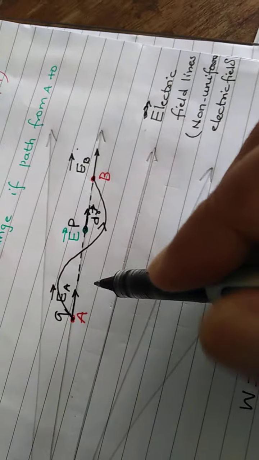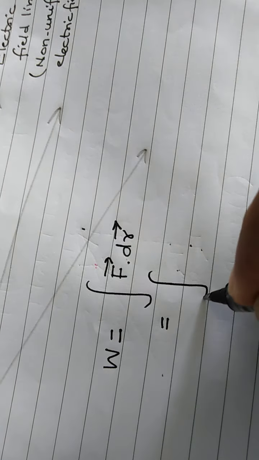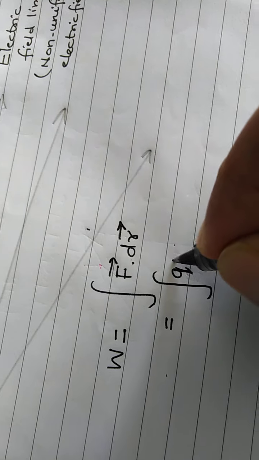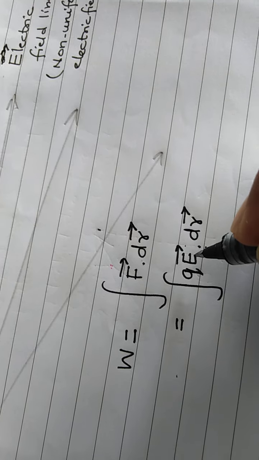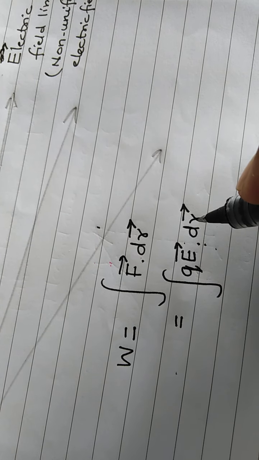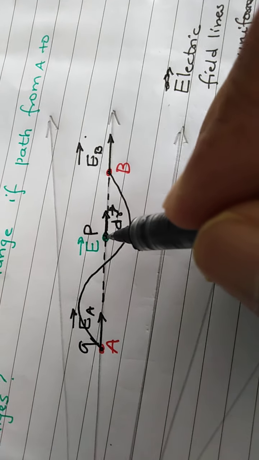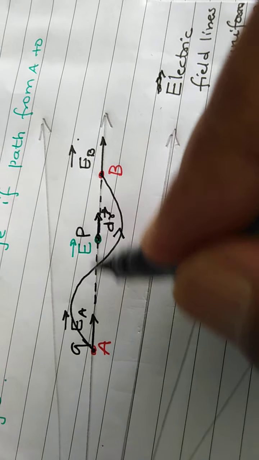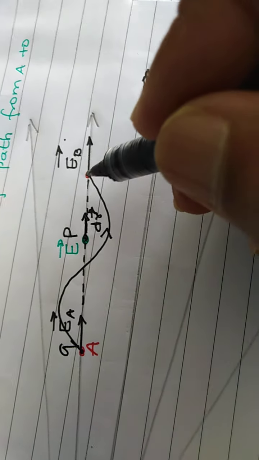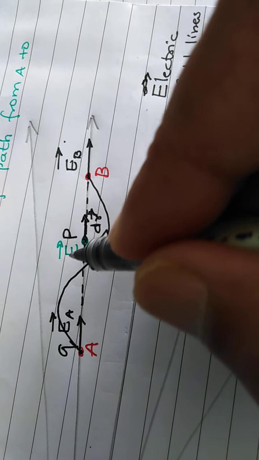Now for simplicity, as we have said earlier, we will take the path along the direction of the electric field line. So we can write it here. Now, what is the angle between vector E and vector dr? So we take the point P first. This is an arbitrary point P, and the value of the electric field at this point is E. The value of the electric field at A is EA, and the value of the electric field at B is EB.